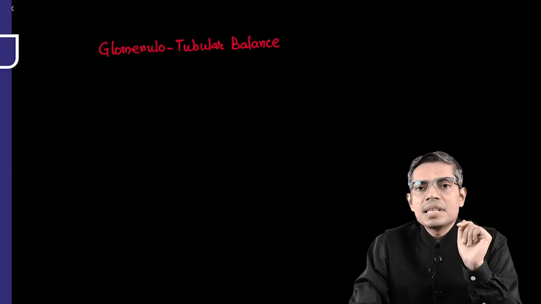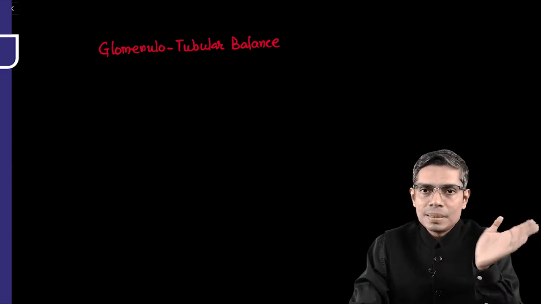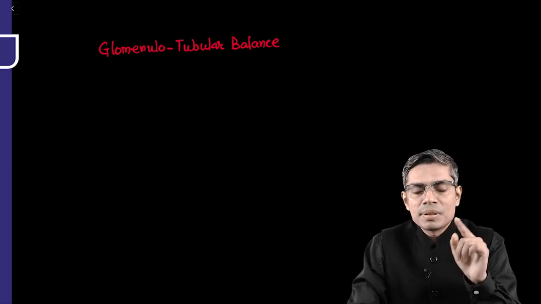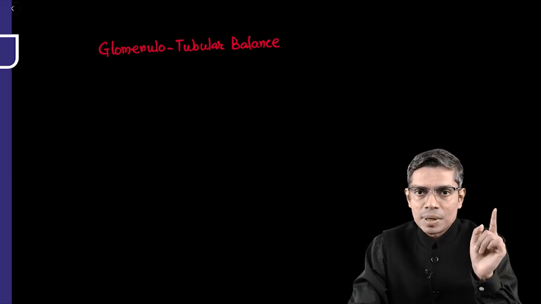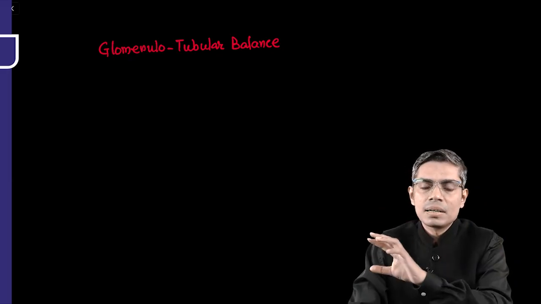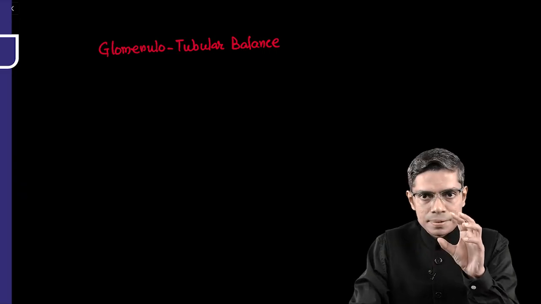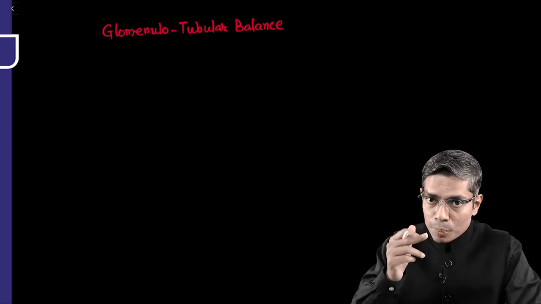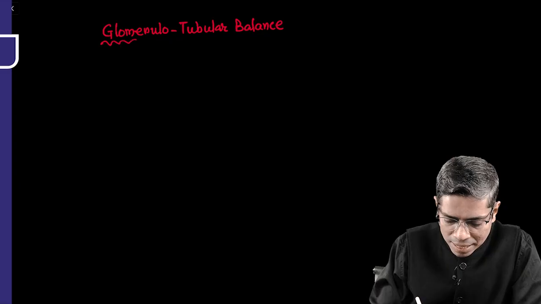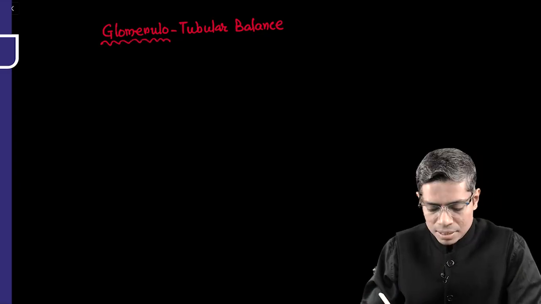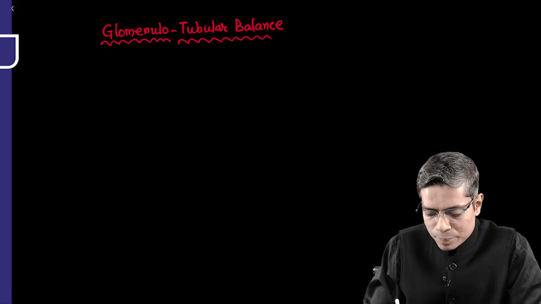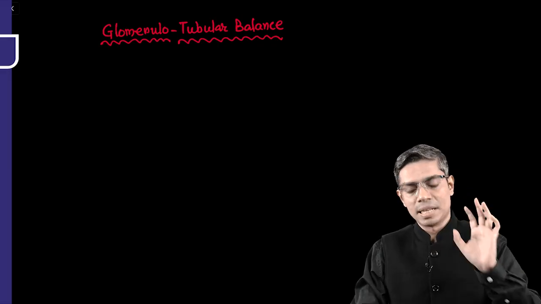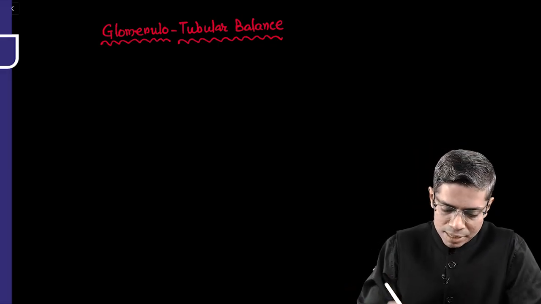Previously we have seen another concept that is known as tubulo-glomerular feedback. I hope you remember that. Tubulo-glomerular feedback means that macula densa, that is a part of tubules, is giving feedback to the level of glomerulus. And here it is glomerulo-tubular balance. So there is a balance between glomerular filtration and tubular reabsorption. That balance is known as glomerulo-tubular balance. To understand that, look at my diagram.